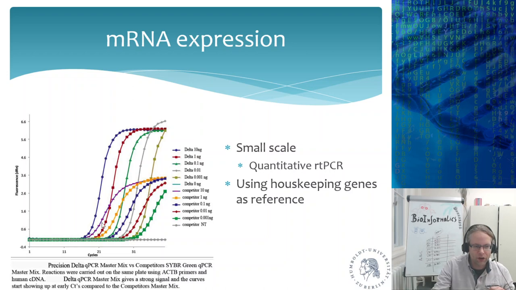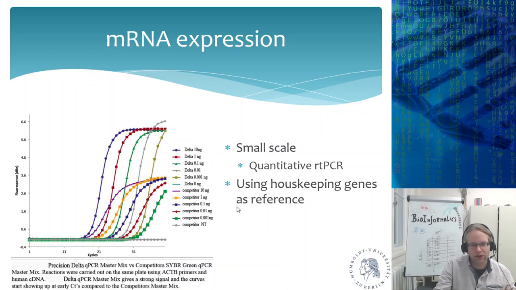And you get these nice curves, and you have a certain detection threshold that you set. The cycle at which you come above the detection threshold is more or less an indication of how much material there was originally. If it comes two cycles later, then there was only 1/4 of the material compared to when you come two cycles earlier. That is because every cycle you have a doubling. So 2 cycles means 1 in 4, 3 cycles means 1 in 8, and 4 cycles means 1 in 16.